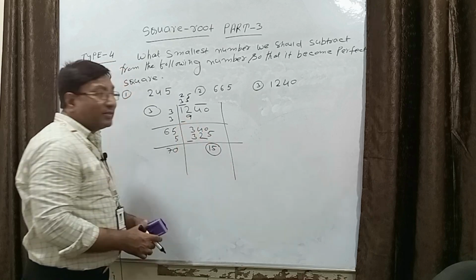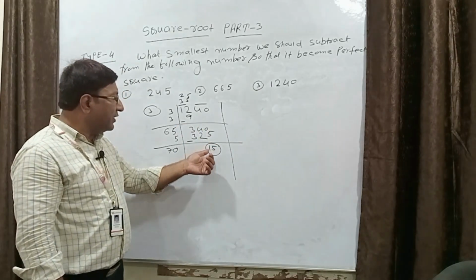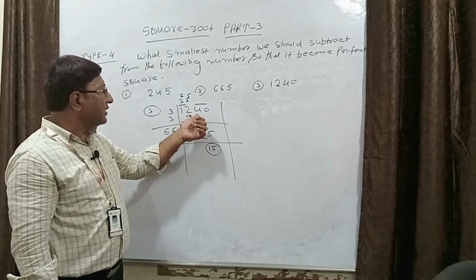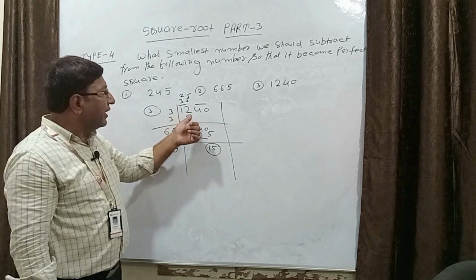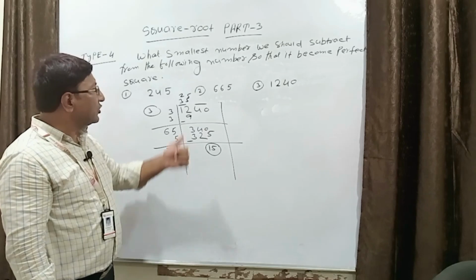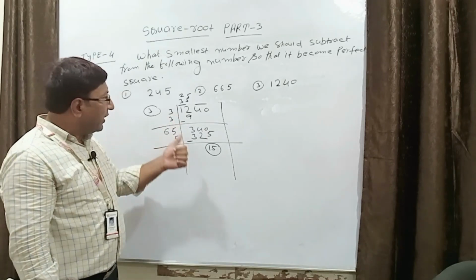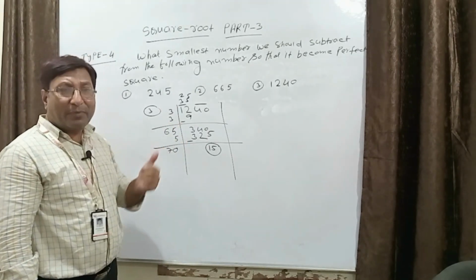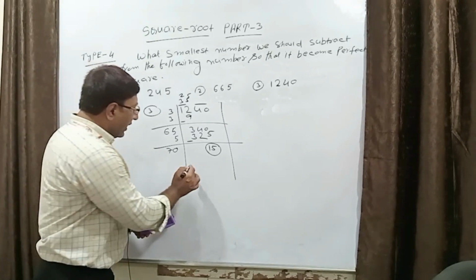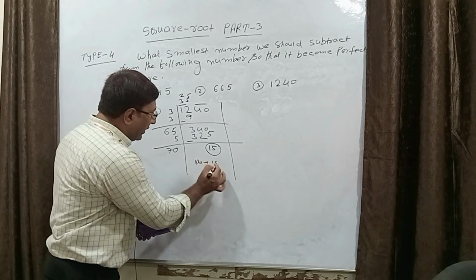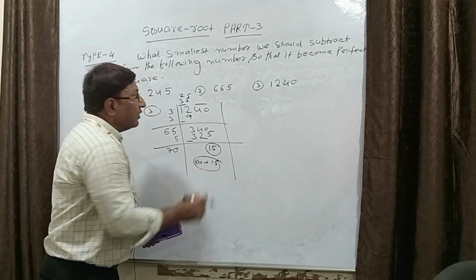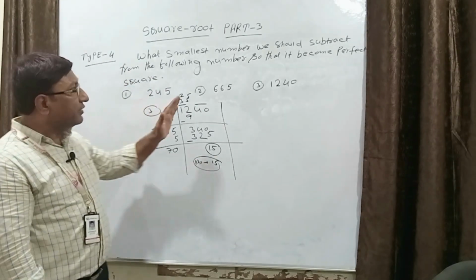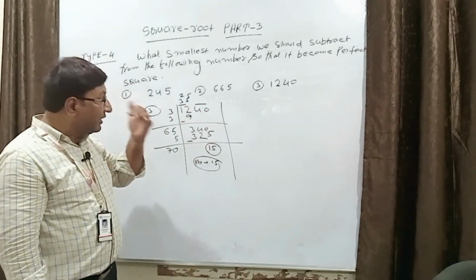So here our answer is 15. If we subtract 15 from this, we will get 1225. This is the square of 35. So 1225 is a perfect square. So here our correct answer is 15. In this way we have solved all the three questions with the division method.